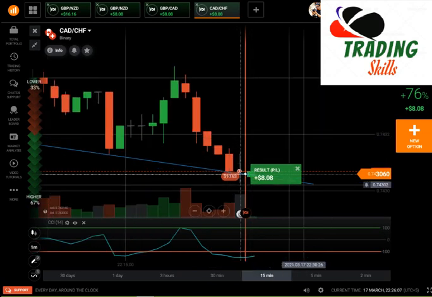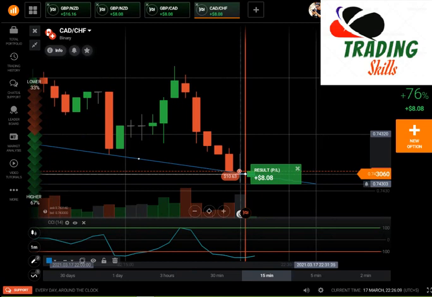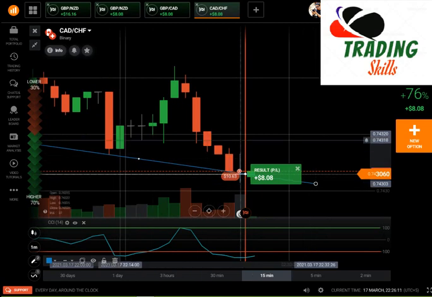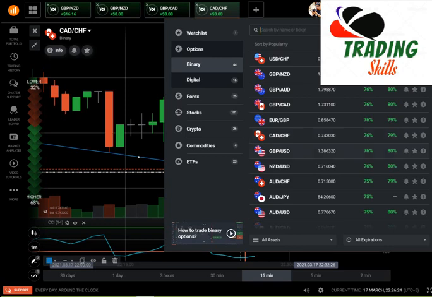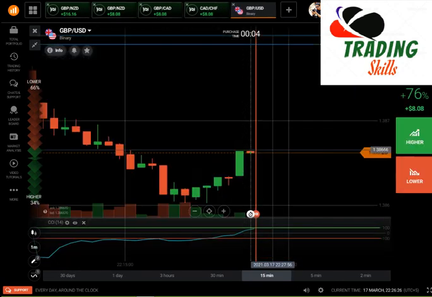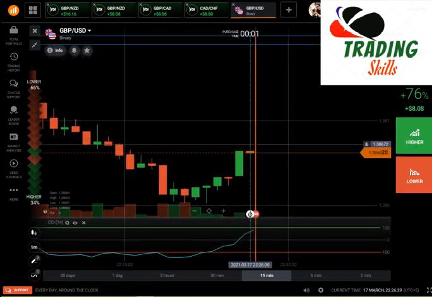Now my mistake was this one, that this was the buyer's zone. From this point you can see buyers entered, and luckily I won my trade because of this doji. Okay, so no issues. Let me take another trade here.